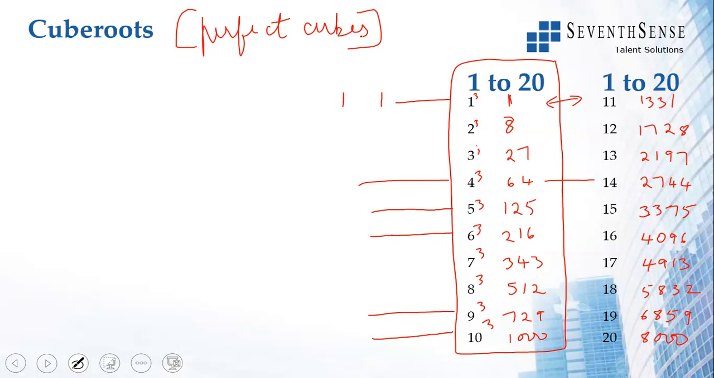What is a perfect square? 10 is not a perfect square. 9 is a perfect square. 16 is a perfect square because its square root is a whole number. This one's root is not a whole number. So we are going to look at cube roots of perfect cubes.